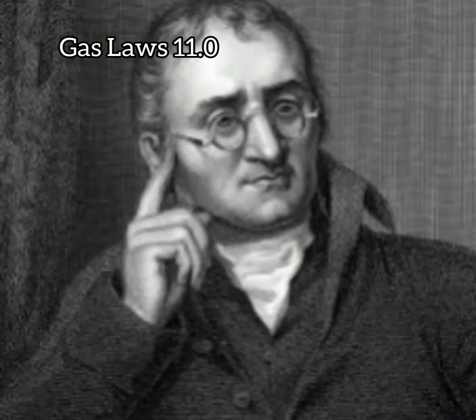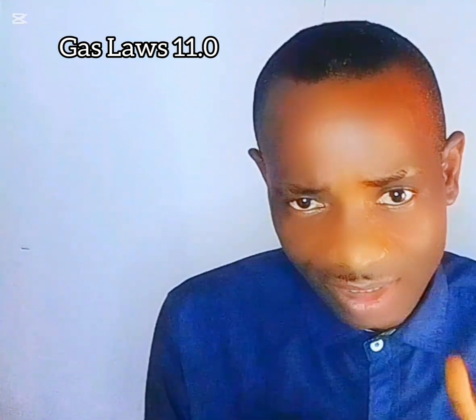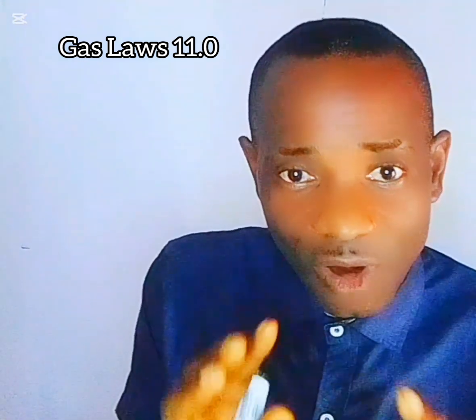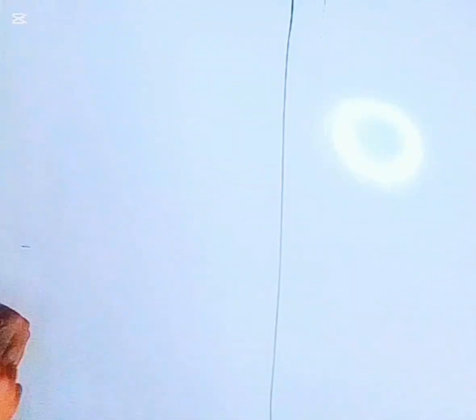At the wake of the 19th century, John Dalton, a chemist and physicist, was experimenting on the pressure of a mixture of gases. During this experiment, John Dalton discovered a pattern. He discovered that the total pressure exerted by the mixture of two or more gases that don't react chemically is the same thing as the sum of the pressures of the individual components of the gases if they were to be left alone. This is what I mean.